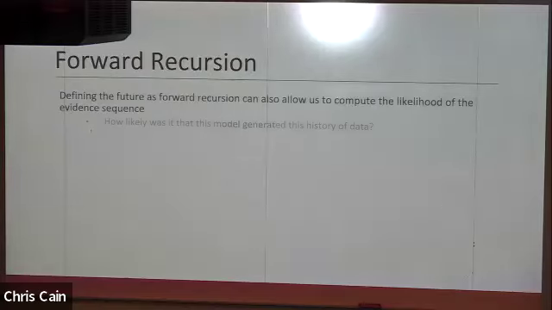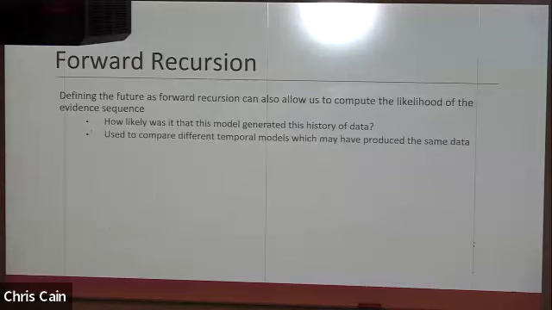Yeah, so forward recursion is exactly like backward recursion. So how likely was it that this model generated this history of data is the question we're going to be asking. We can compare different models to figure out which one would be most likely to produce the same data.